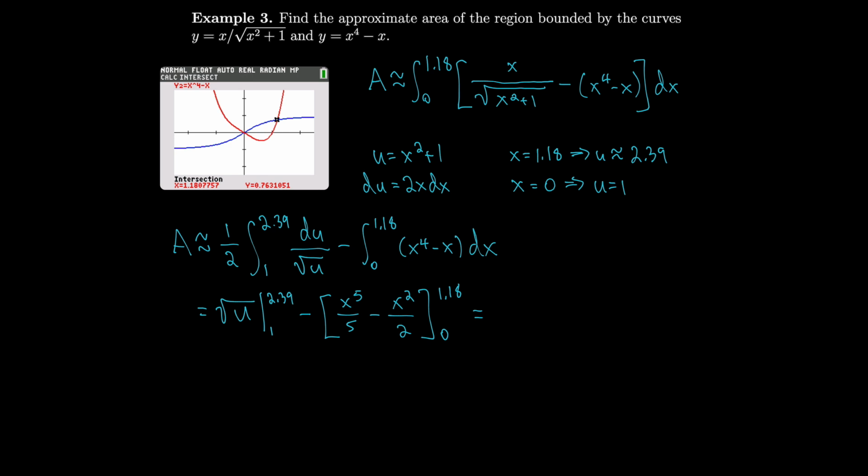which is equal to square root 2.39 minus 1 minus 1.18 to the 5th over 5 plus 1.18 squared over 2, which is about 0.785.